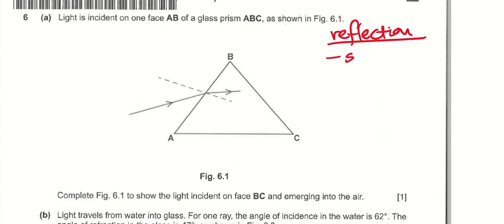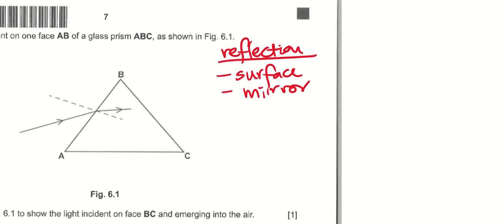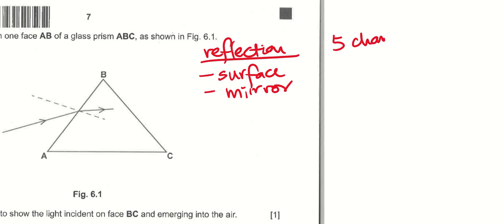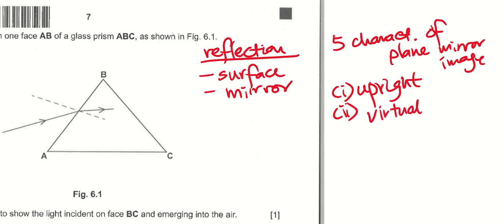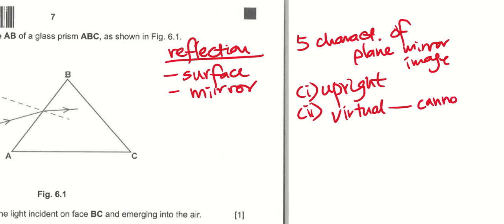When you see things like a surface, things like a mirror, then you will know it's reflection. What will they test you on reflection? They'll test you on the 5 characteristics of plane mirror image, which I like to list in this order because it's the shortest to the longest. Upright, virtual. Upright means the same orientation. Virtual means cannot be captured on a screen. Please memorize this.